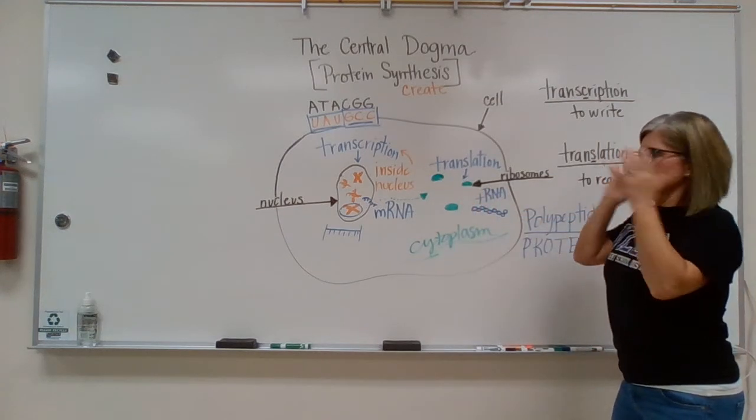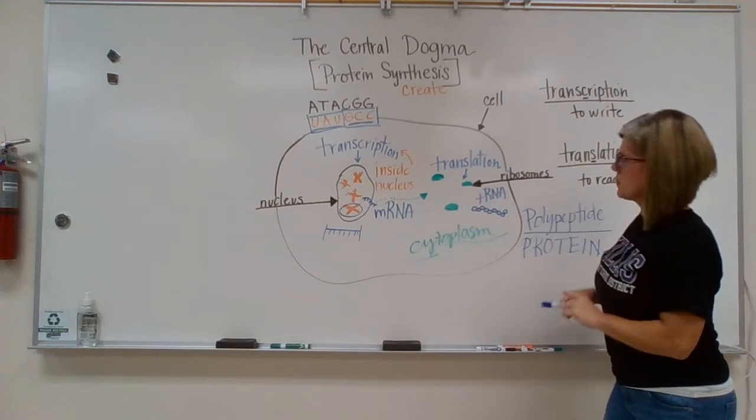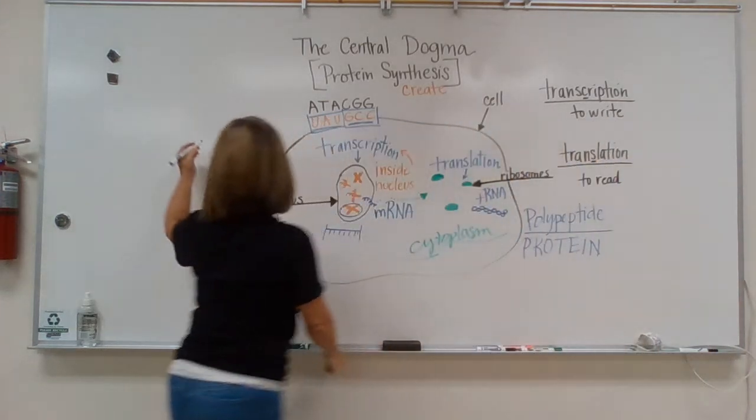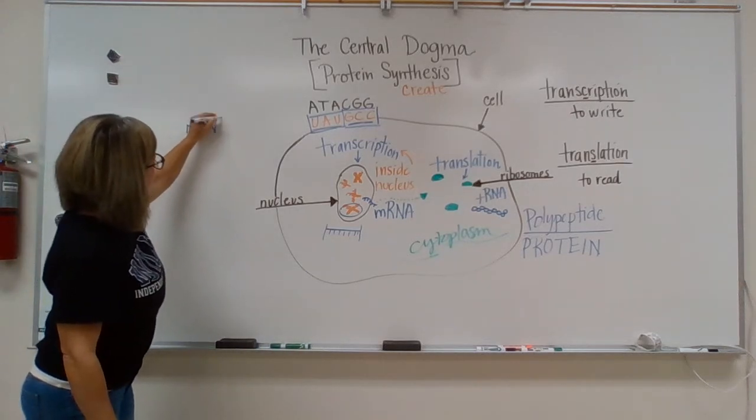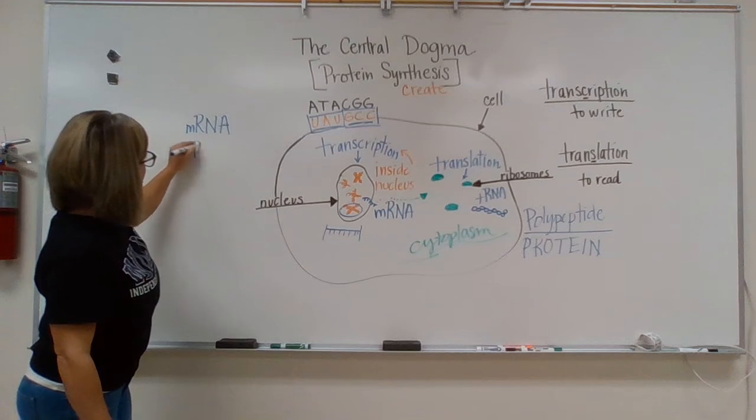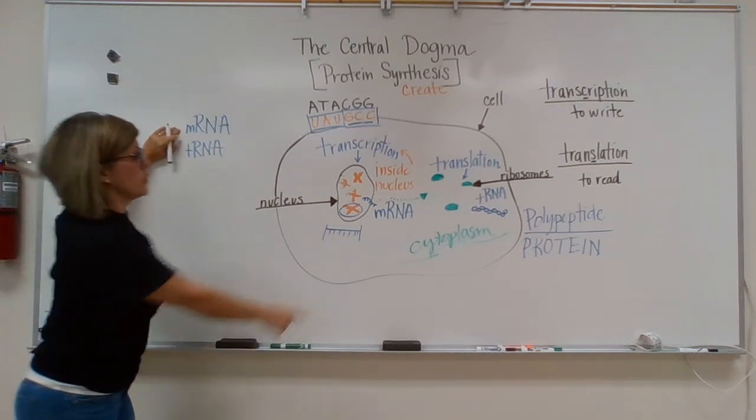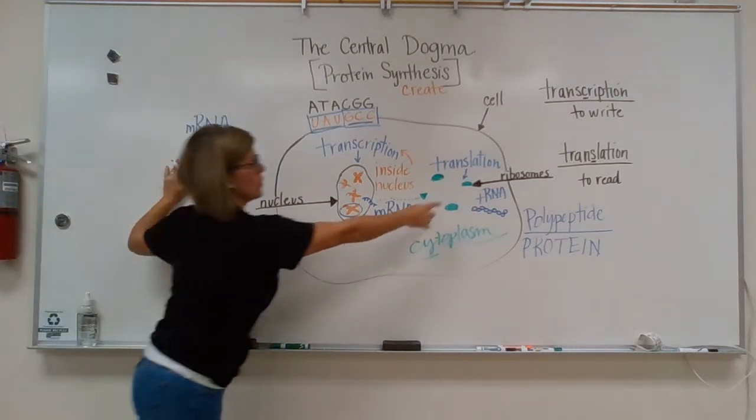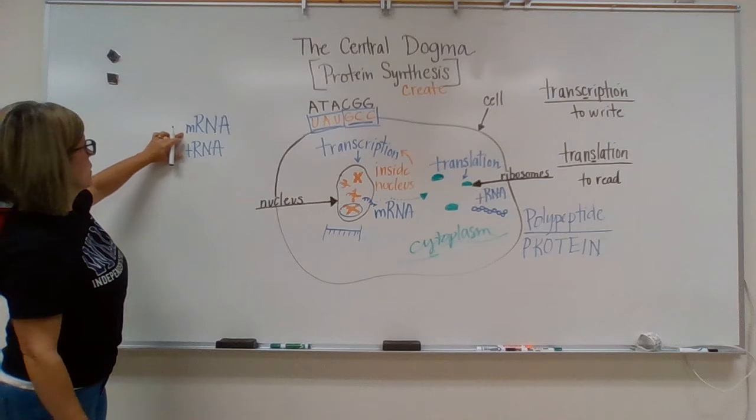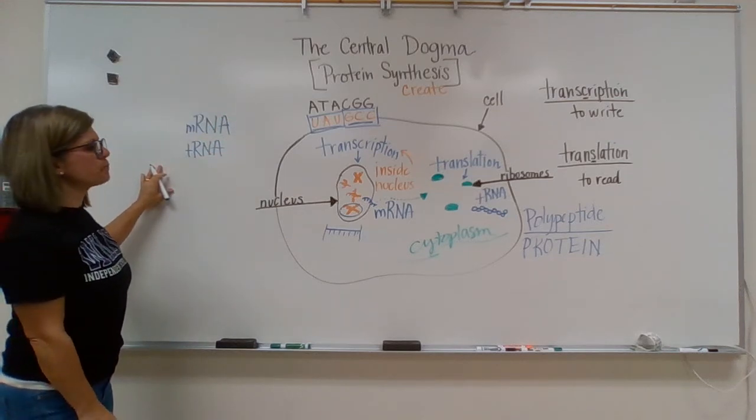So let's get a few things together in terms of words. Let me find some space for us. You're going to see terms like messenger RNA, transfer RNA. This we talk about mostly inside the nucleus. This happens out here. M for messenger, T for transfer. They're both a type of RNA.